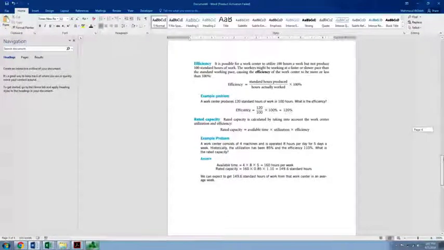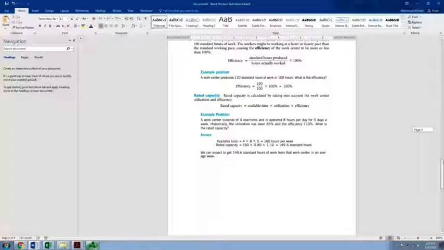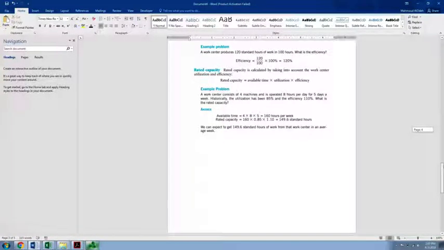Rated capacity is based on the available time, utilization, and efficiency, and we can calculate it by multiplying these 3 factors together. Let's take this example right here. A work center consists of 4 machines and is operated 8 hours per day for 5 days a week. Historical utilization has been 85%, efficiency 110%. What is the rated capacity?